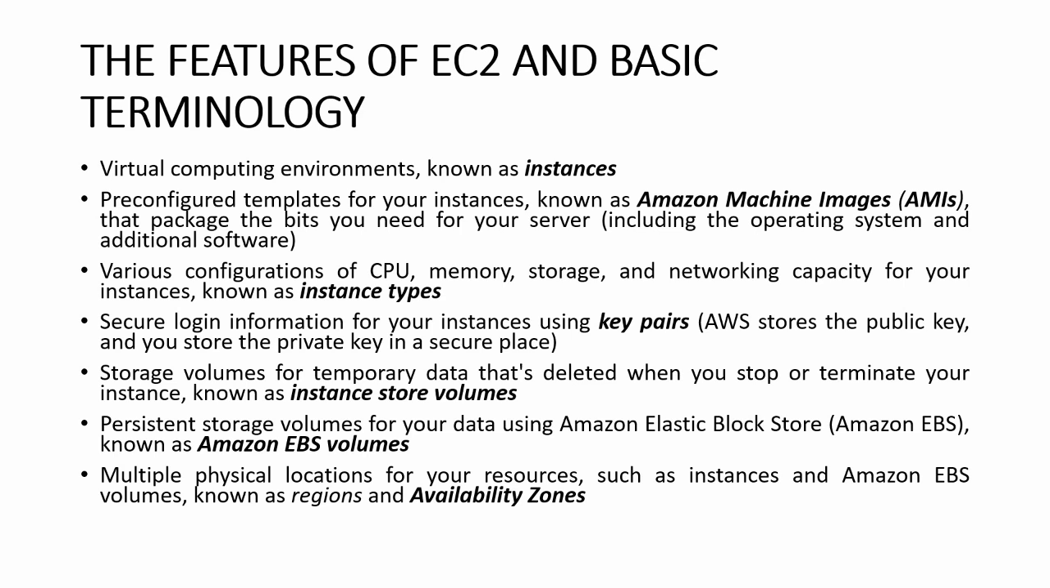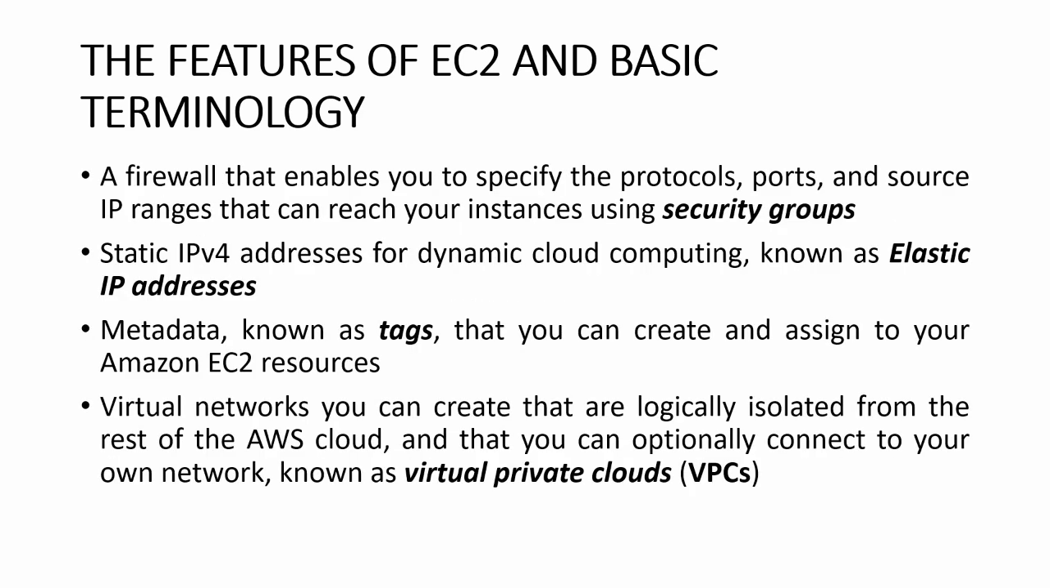Multiple physical locations for our resources, such as instances and Amazon EBS volumes, are known as regions and availability zones. So we can store our computer resources in different physical locations. Then Amazon EC2 offers a firewall that enables us to specify the protocols, ports, and source IP ranges that can reach our instances using security groups. We'll also see this in action.